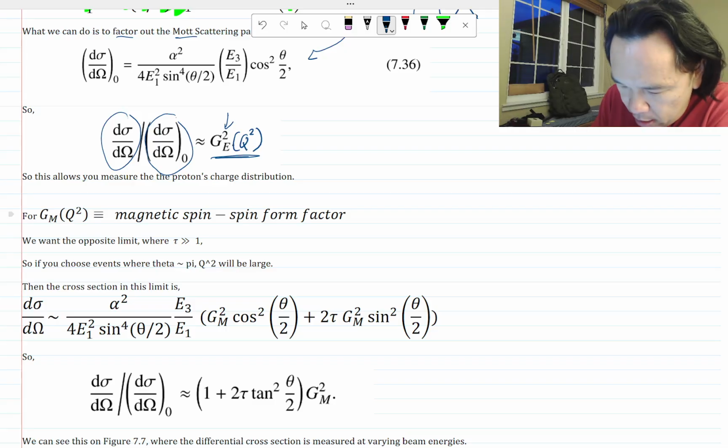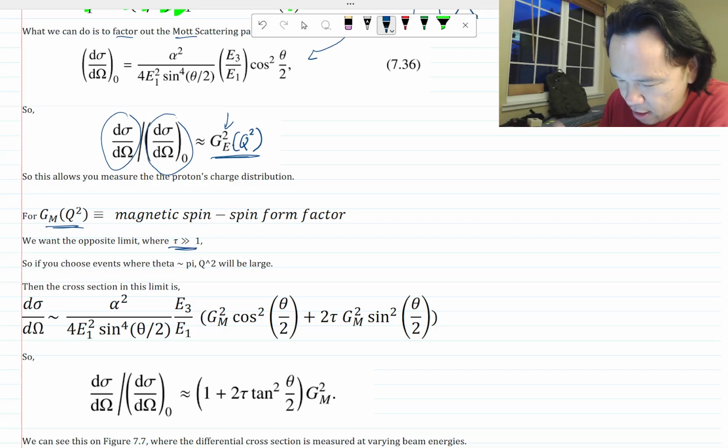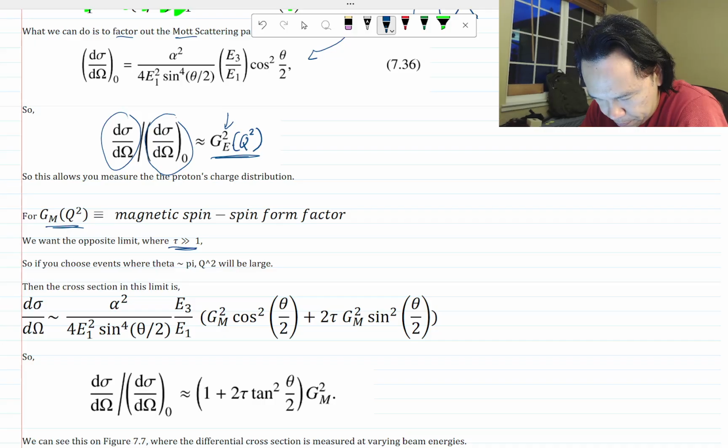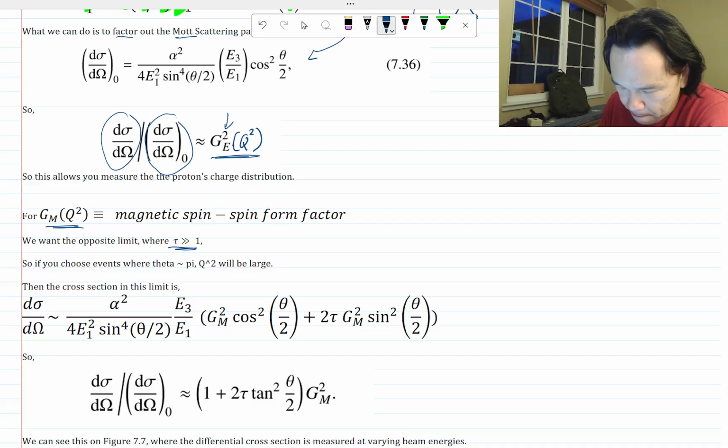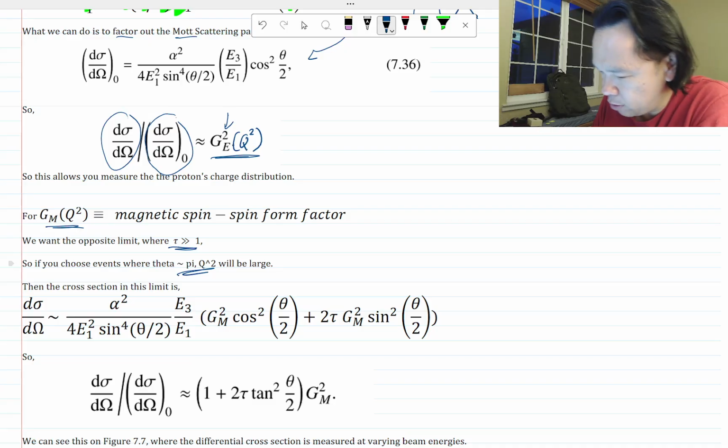To get to the magnetic part, we're of course going to go to the other limit. So we're going to have tau much bigger than 1. What happens when tau is much bigger than 1? When tau is much bigger than 1, the cross section, actually, before we say that, I'm going to make sure that we understand how do we get to events that have tau much bigger than 1.